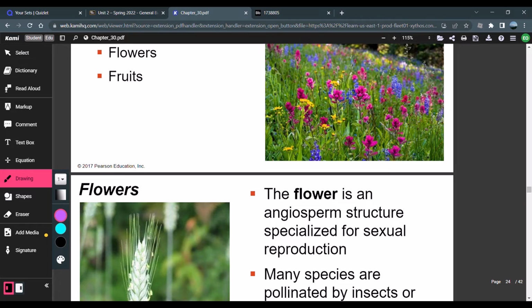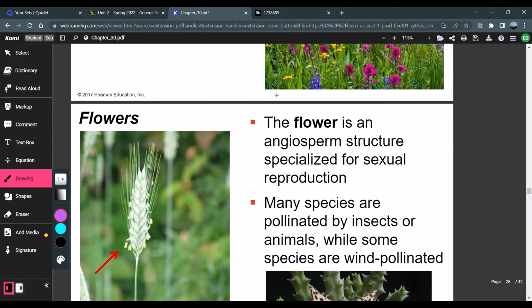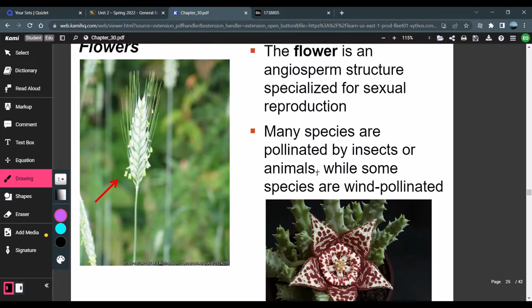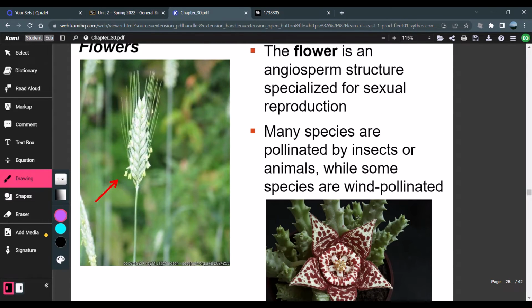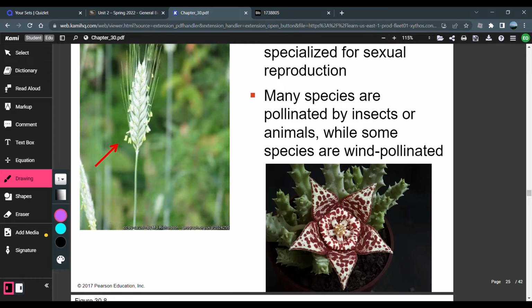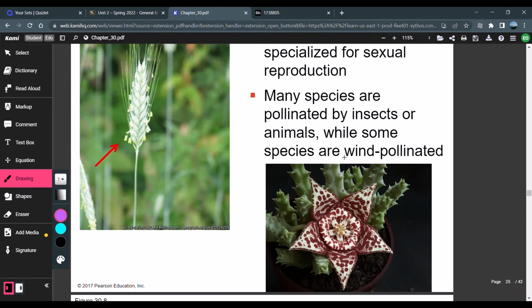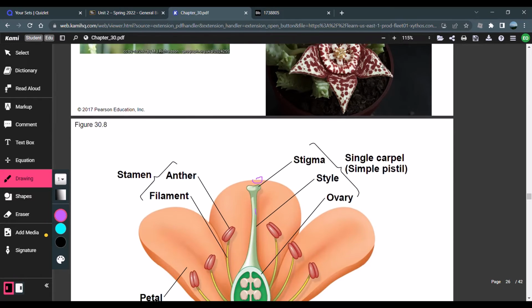Anthophyta consists of all angiosperms, and they have two key adaptations, fruits and flowers. A flower is an angiosperm structure that's specialized for sexual reproduction. Some flowers smell bad, and those bad-smelling flowers attract flies, because flowers have a specific pollinator, whether it's bees, mosquitoes, or dragonflies. It has to be a pollinator.